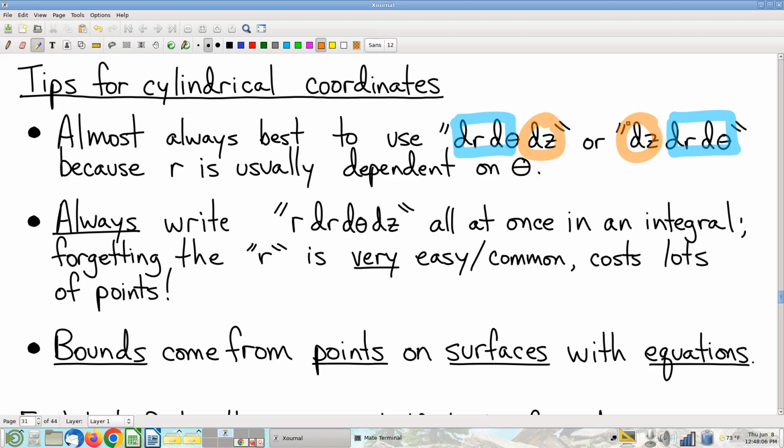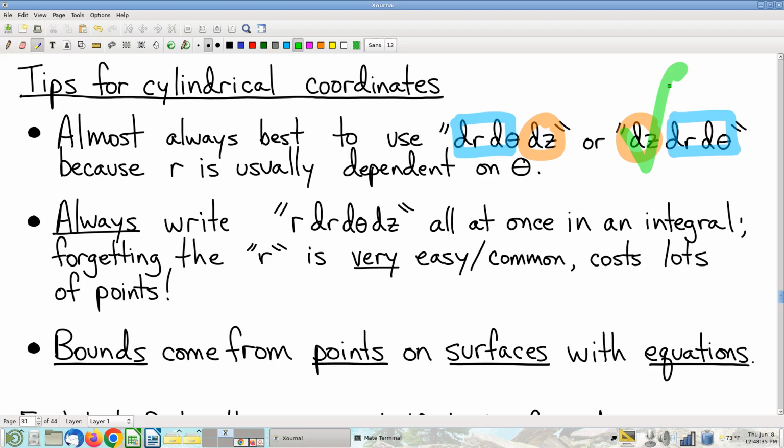That's your options. So even though technically there's six, these are the only two you should ever use. And the choice you're going to make is going to be controlled by whether z is naturally, conveniently viewed as a function of r and theta, then you'd want to put dz on the outside, and dr d theta on the inside.